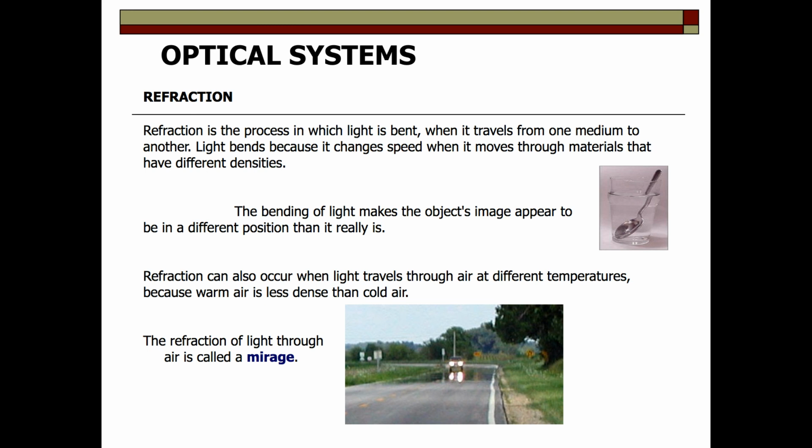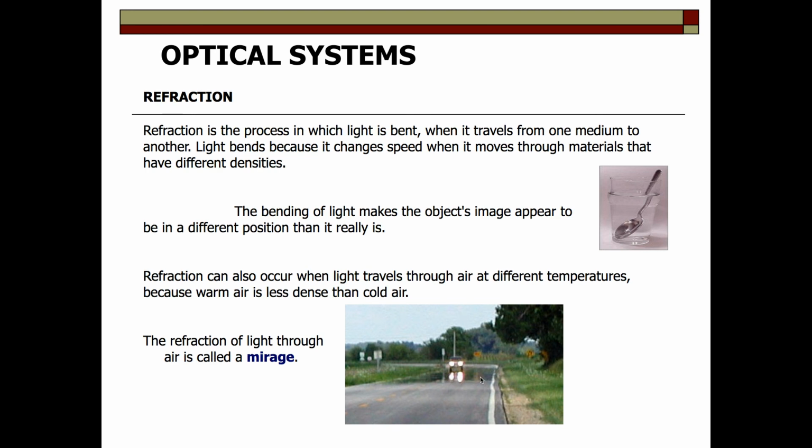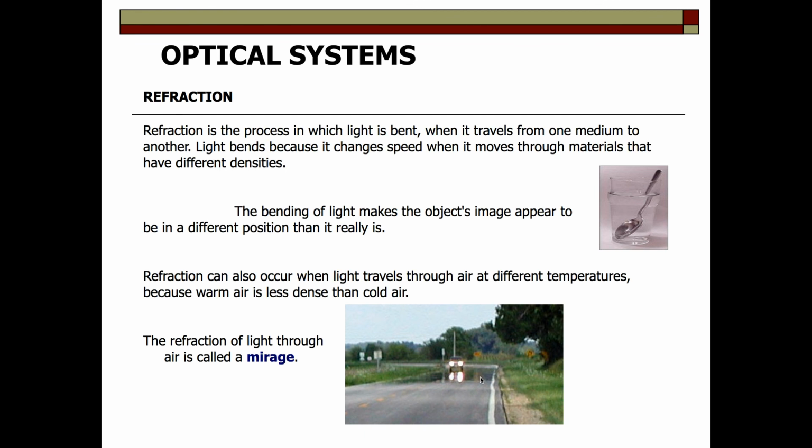Okay, so we can also get refraction happening when light travels through air at different temperatures because, of course, the temperature of air will change its density. So warm air will be less dense than cold air. So it almost looks like the surface is wet. But this is where the whole idea of a mirage in a desert comes from. It looks like there's water, but it's actually just the refraction of light through the hot air.